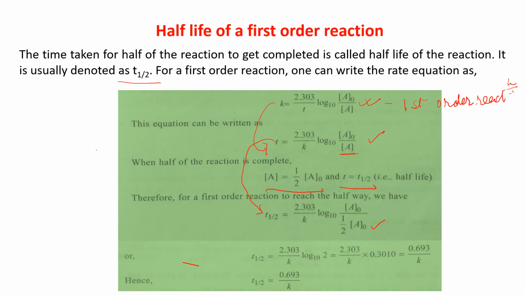Okay, now this can be written as T half is equal to 2.303 by K log 10 2, because this A naught will get cancelled and 2 will go up. So 2.303 by K, and the value of log 10 2 is 0.3010, which is coming to 0.693 by K. This is your T half for a first order reaction.